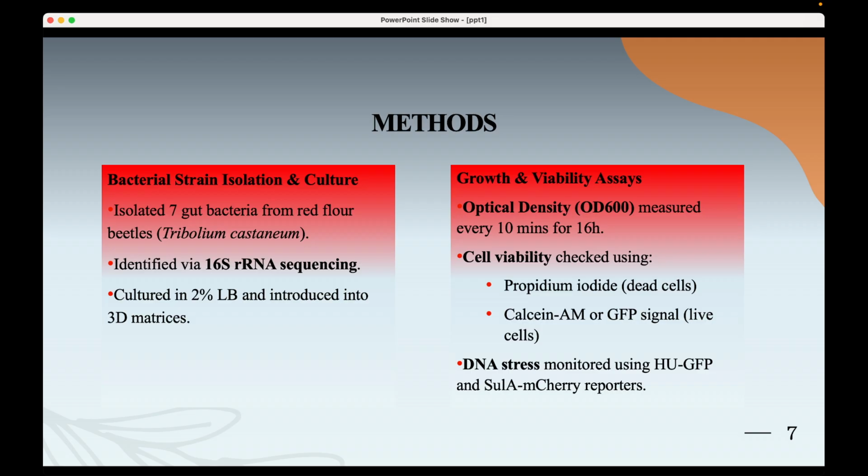The optical density was measured every 10 minutes for 16 hours. Cell viability was checked using propidium iodide for dead cells and calcein or GFP signal for live cells, and DNA stress was monitored using reporters.